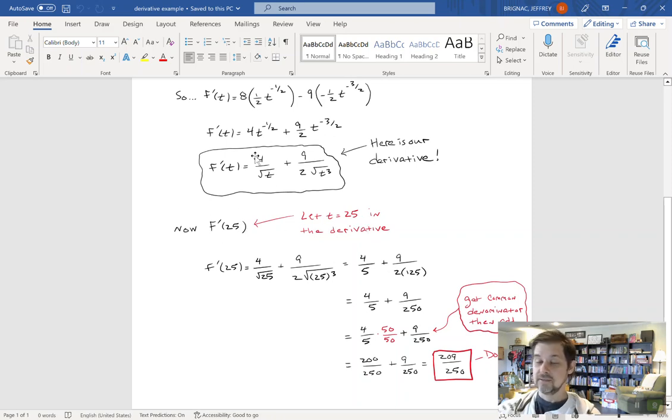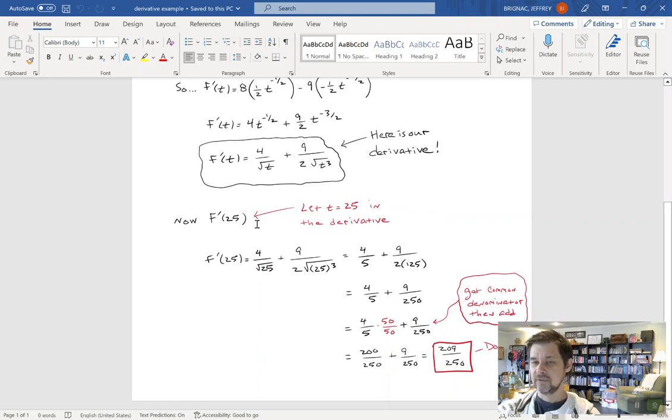Now that question was to evaluate the derivative when the variable was 25. So I'll take the derivative, and I'll let t be 25. And that looks like this: 4 over root 25 plus 9 over 2 root 25 to the third power. With a calculator, I did this part, and the square root of 25 to the third power turned out to be 125. So now I get 4/5 plus 9 over 250.